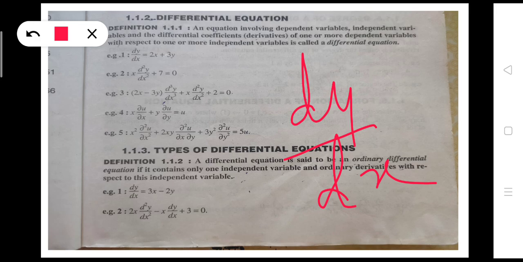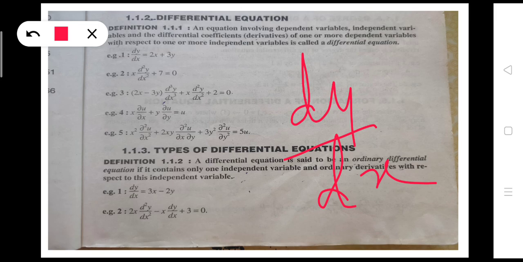And the fifth one is x square into dou square u by dou x square plus 2xy into dou square u by dou x dou y plus 3y square into dou square u by dou y square is equal to 5u. This is another differential equation, a partial differential equation. Here u is the dependent variable and x, y are the independent variables.